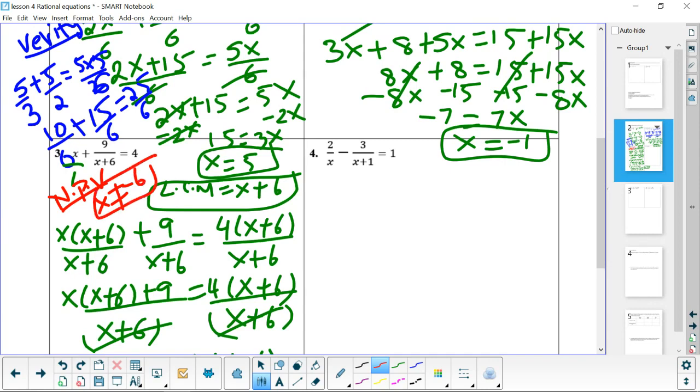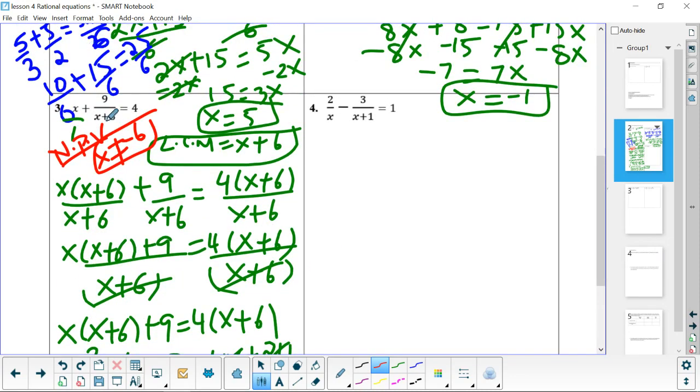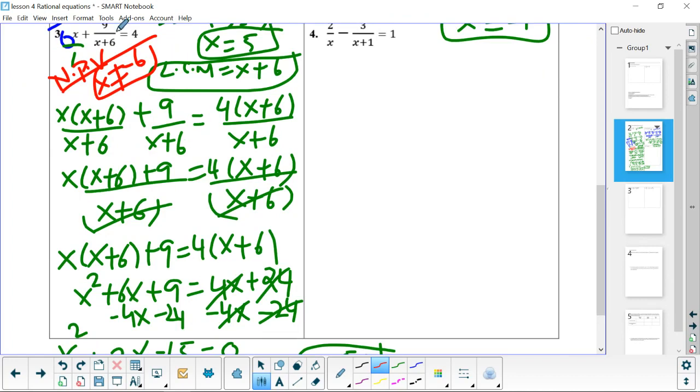Now, we got our two answers for x, right? Negative 5 and 3. We're going to verify these two answers by plugging them in our main equation and then see if left side is equal to right side. Because if one of these roots does not satisfy our condition, then we will say that that is an extraneous root.